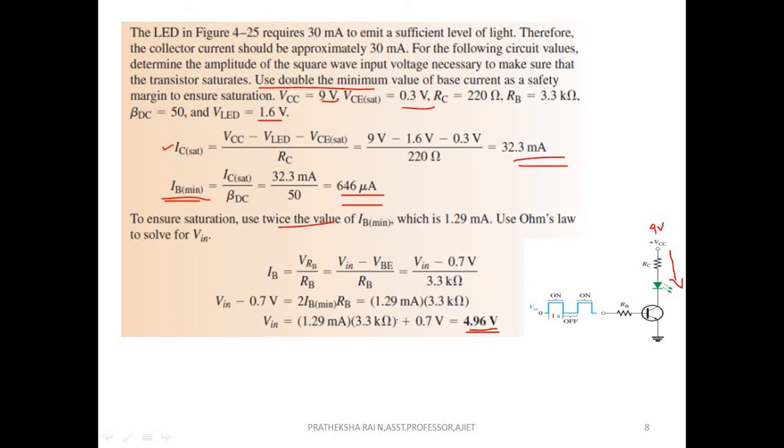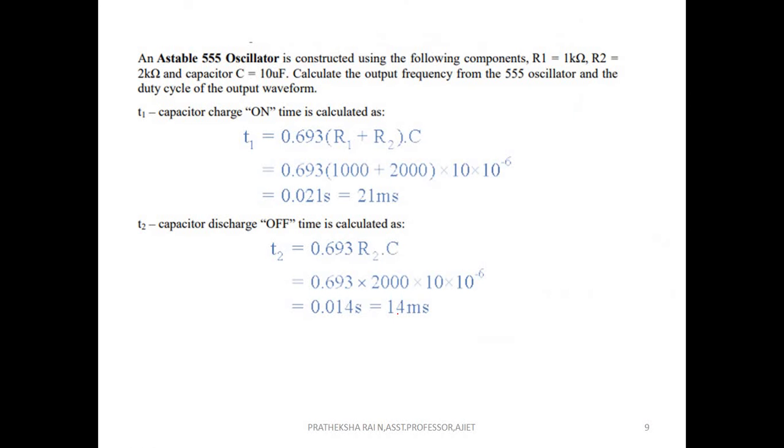Okay, so now one more question on the astable 555 oscillator, that is a timer, constructed using the following components: R1 is equal to 1 kilo ohm, R2 is equal to 2 kilo ohm, and capacitor C is equal to 10 microfarad. Calculate the output frequency of the 555 oscillator and the duty cycle of the output waveform.